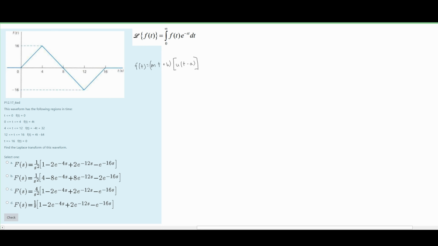For this problem, we have this chart right here. We are given the waveform with the following regions in time. These are going to be these values. We need to use these values to find the Laplace transform of our waveform.